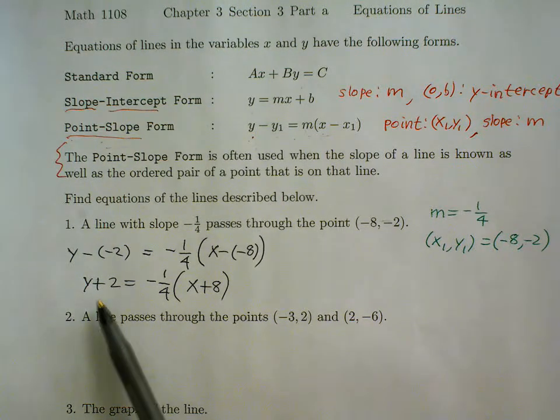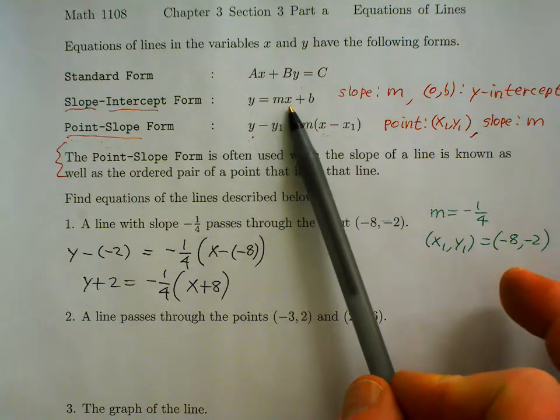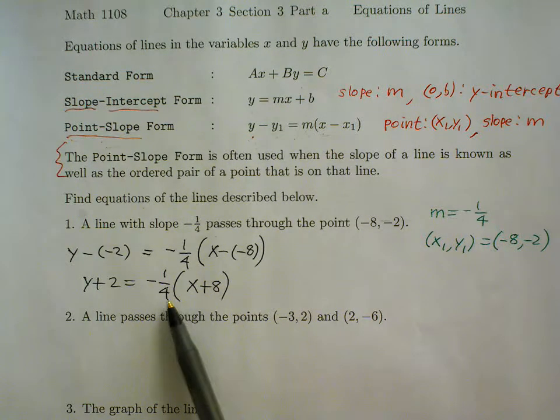Hey, if you don't have any more instructions on finding an equation for the line, then this is a satisfactory answer for the equation of that line. But make sure you always read the directions carefully. If the directions say write the equation in slope-intercept form, that is the y equals mx plus b form, then there's a little bit more work to do if that's the case.